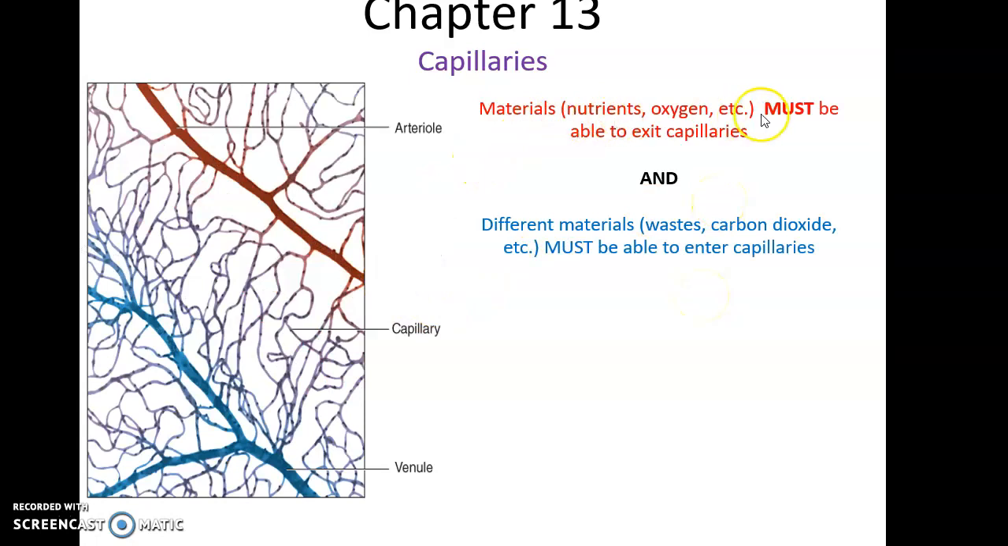All right, so materials must be able to exit capillaries. So only small things, nutrients, oxygen, etc., are able to leave the capillary bed, and then different materials must be able to enter the capillaries. Again, small materials such as carbon dioxide, metabolic wastes such as urea and uric acid, and so on.